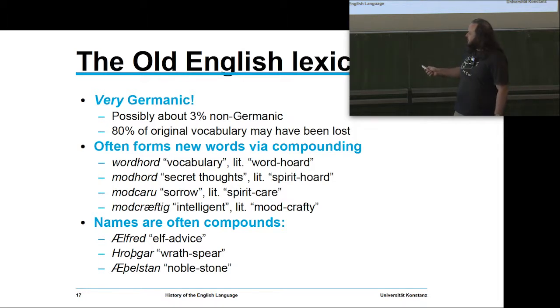And then Athelstan, this is a later king of the Anglo-Saxons. His name means noble stone. This is directly cognate with the German edel, Edelstein. So Athelstan is Edelstein, noble stone. And that's what these names often have, this compound structure, the Old English names.